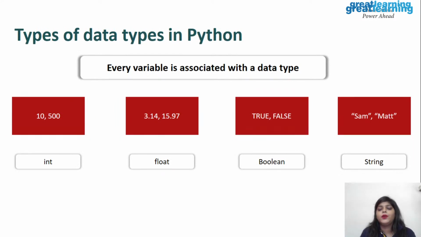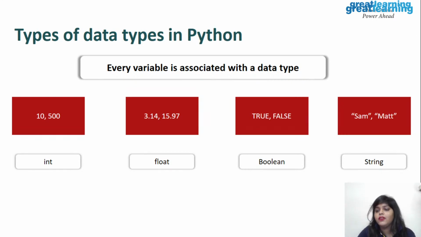Just look at this. I don't want to make this part a theory session. I just want to make it more interesting. So you can see what data types are. Every variable is associated with a data type. Suppose we have 10, 500. What type of data is it? It's an integer. Now we have 3.14, 5.97 or 6.89. When we have a decimal point in our data, that will be of type float. Now if you have data in a true or false manner, that will be boolean.